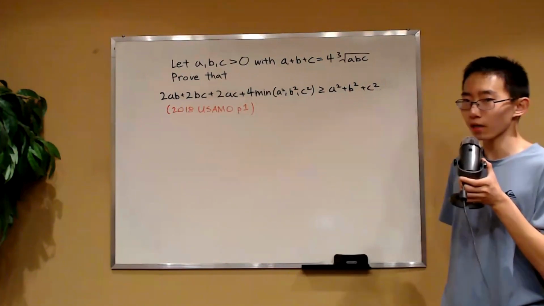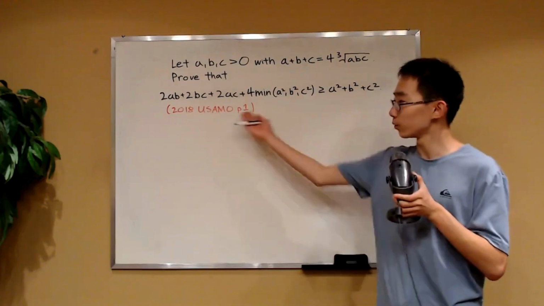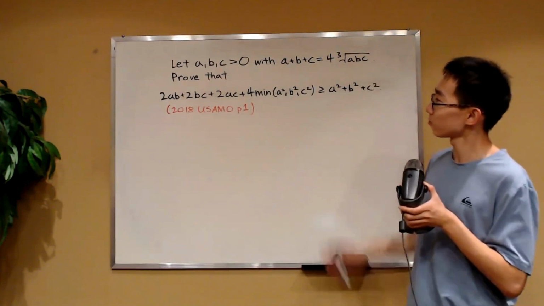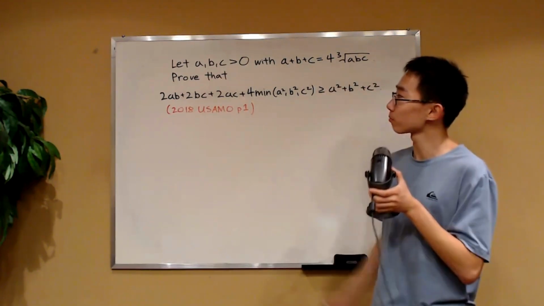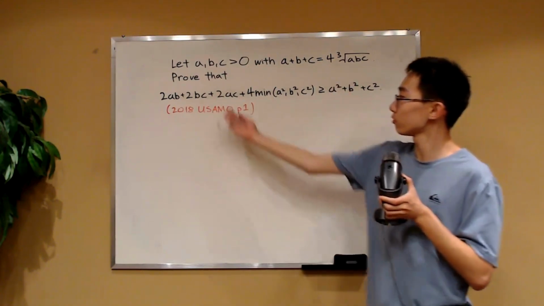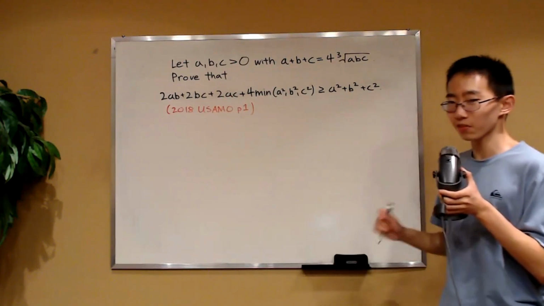Behind me is a problem from the United States of America Mathematical Olympiad. USAMO, problem 1, 2018. And this is the statement. We have positive real numbers a, b, and c such that this equality holds, and you want to prove this inequality.